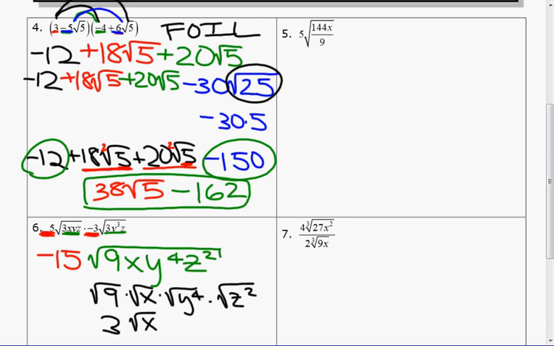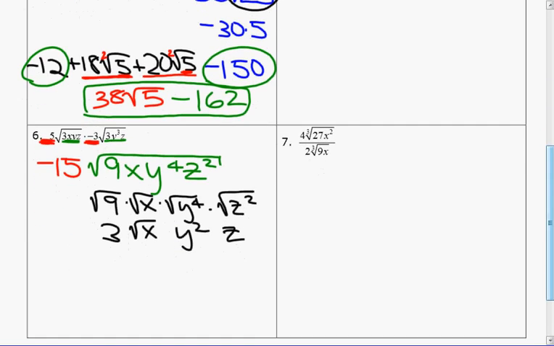Now, y to the 4th, you can split into 2 groups of 2 y's each, and then you can pull that out, so that becomes y squared. And then z's, you can group them into one group of 2, so that's a z on the outside. Okay, so now don't forget about this negative 15 on the outside. We'll bring that down.